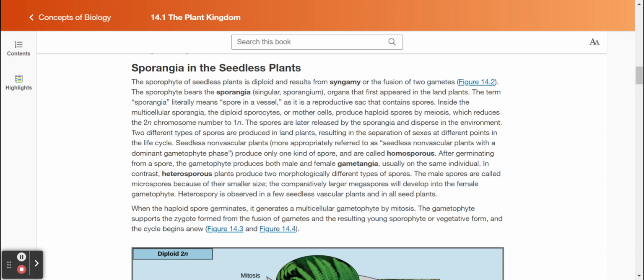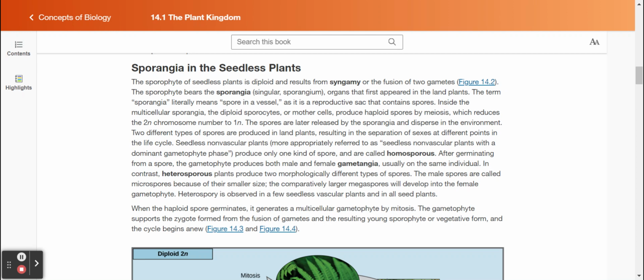Inside the multicellular sporangia, the diploid sporocytes, or mother cells, produce haploid spores by meiosis, which reduces the 2N chromosome number to 1N. The spores are later released by the sporangia and disperse in the environment.